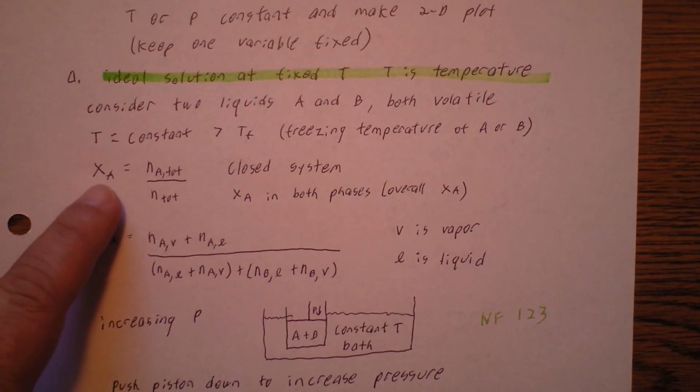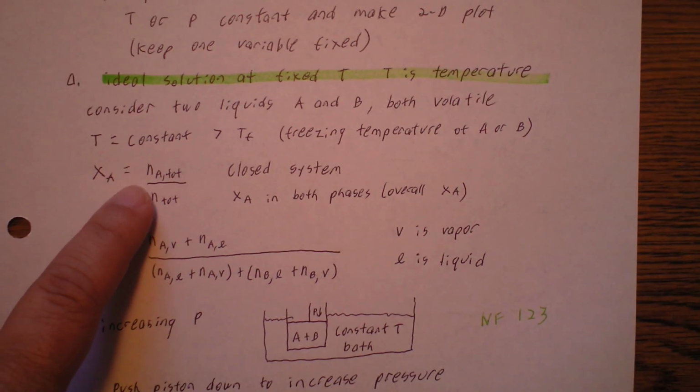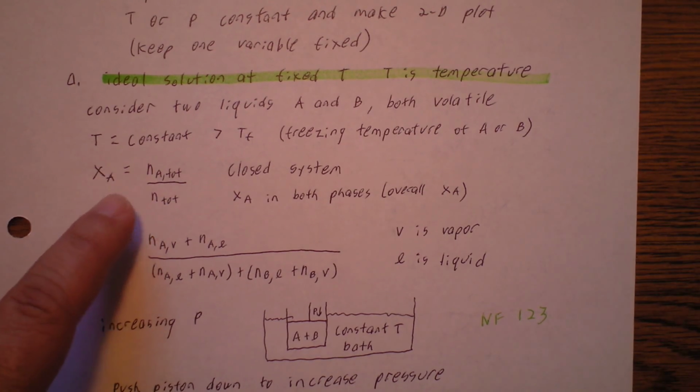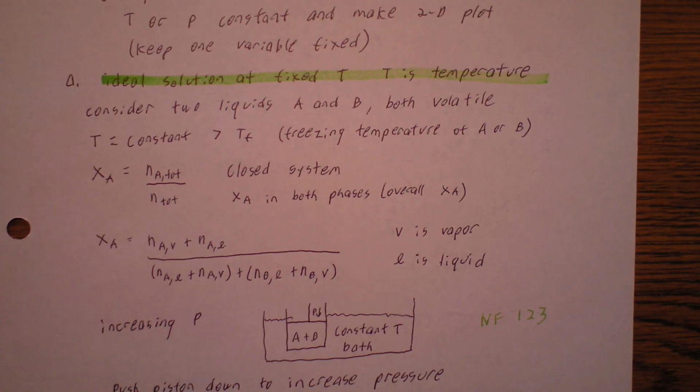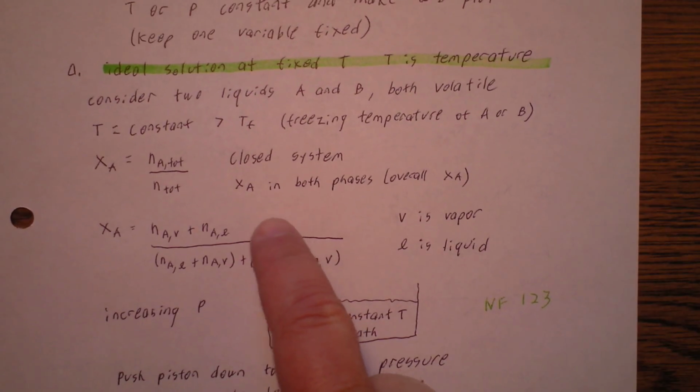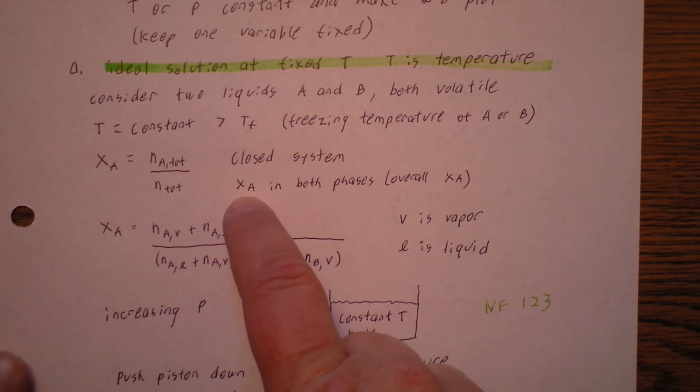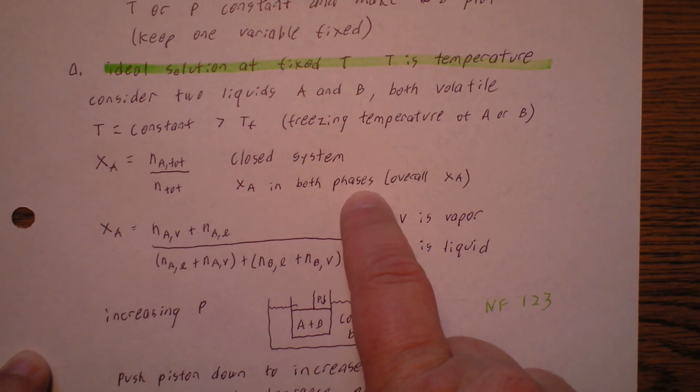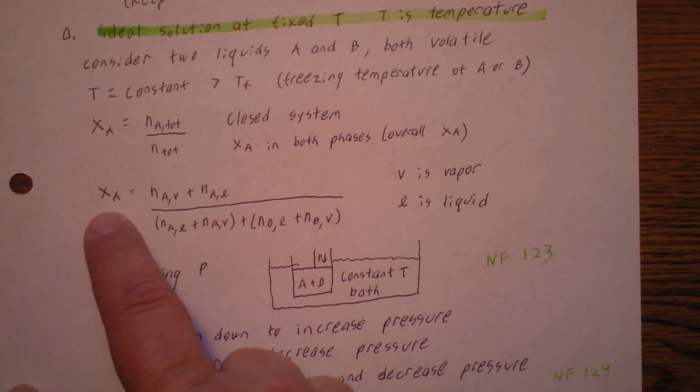So the mole fraction of A is the total number of moles of the substance A divided by the total number of moles. And we're talking about a closed system, of course. So this is the total overall mole fraction of A in both phases, the liquid phase and the gas phase, the vapor phase.